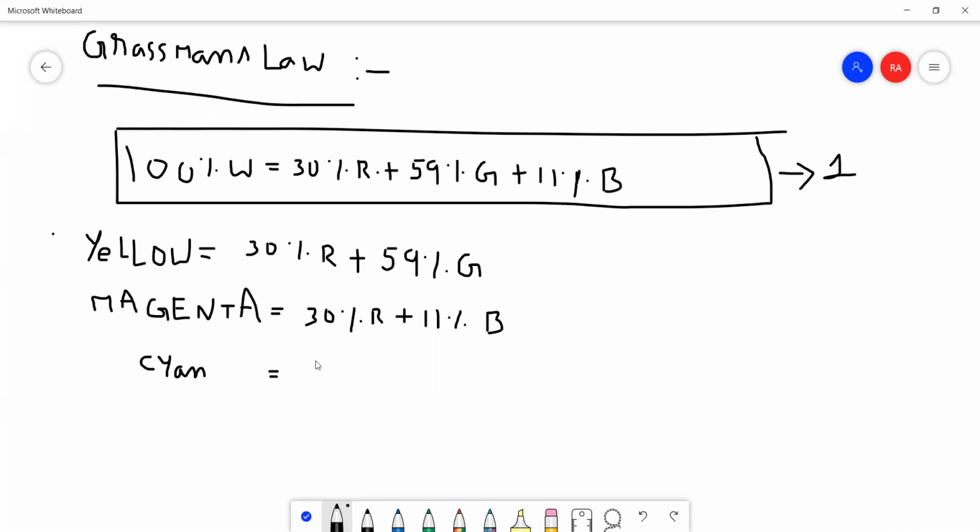So 59% of cyan. From Venn diagram, 59% of green plus 11% of blue.